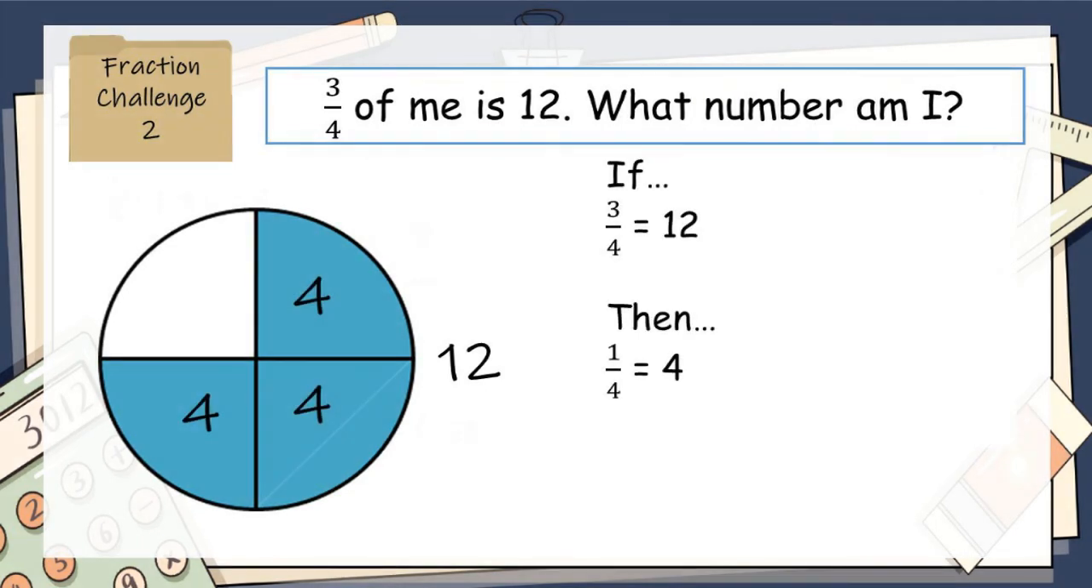So if 3/4 are equal to 12, then 1/4 is going to be equal to 4. Now that we know that each of the quarters is equal to 4, we can fill in the last missing piece with another 4. So now, figure out what is the total number that we're looking for. Pause the video and give it a try. So if 3/4 is equal to 12, 1/4 is equal to 4, and 4/4 is equal to 16. So the number we were looking for is 16.